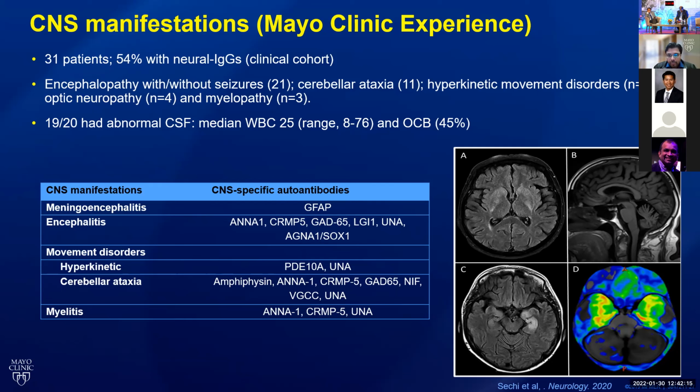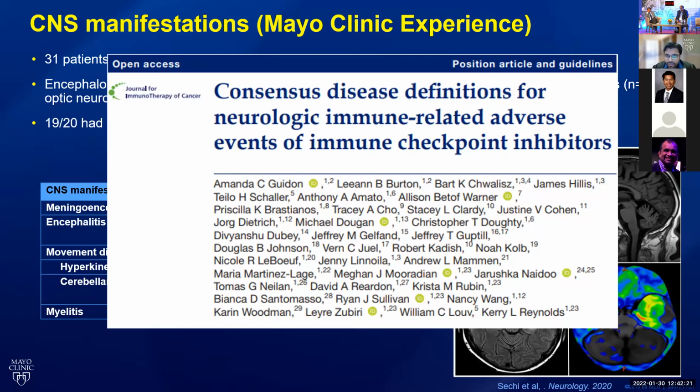Recently, a bunch of us who deal with these cases came together to suggest a consensus disease definition where we subcategorize these manifestations into 6 different phenotypes and provided some recommendations in terms of how to manage these cases, what all workup is needed, etc.